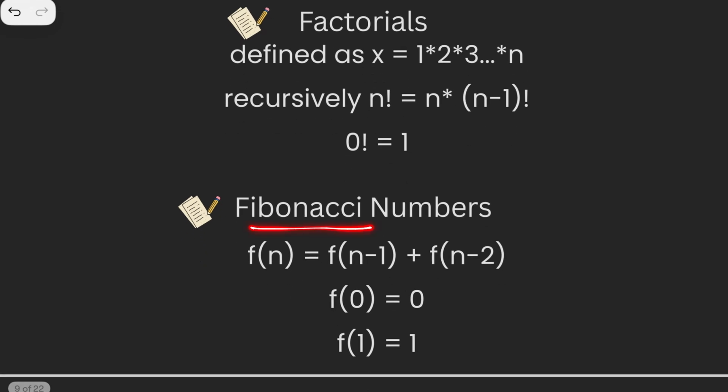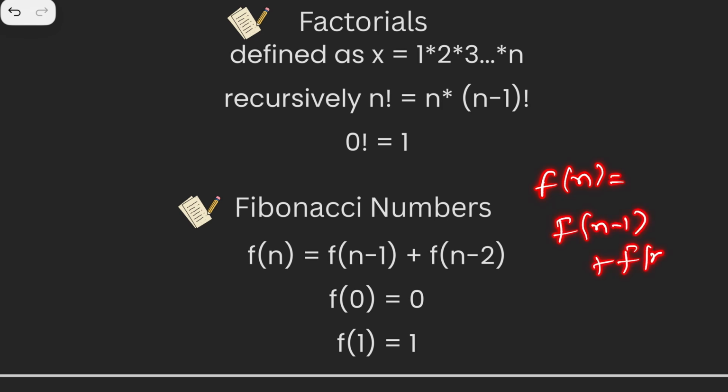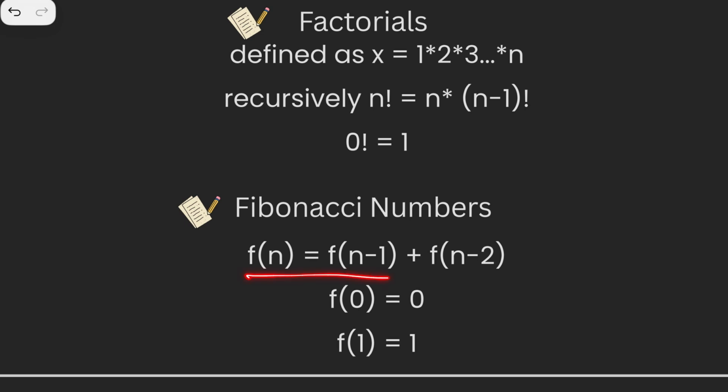Now let's look at the Fibonacci numbers. Fibonacci number f of n has a formula f of n minus 1 plus f of n minus 2. This recursion you can see. The base condition is f of 0 is going to be 0, f of 1 is going to be 1.